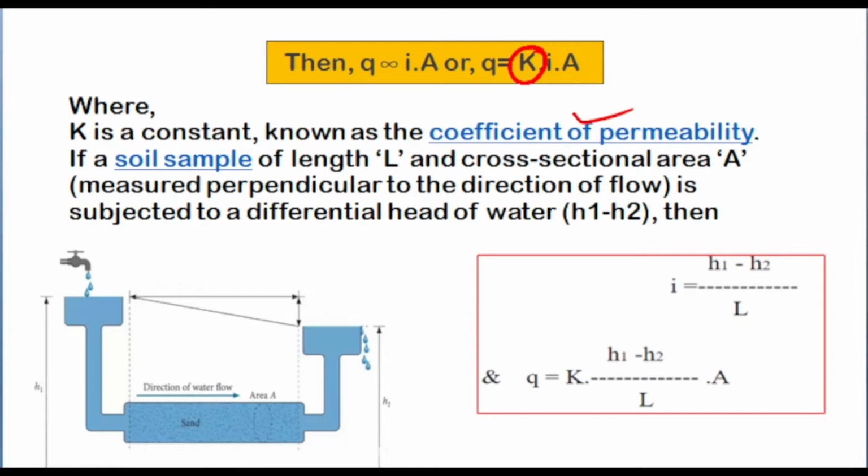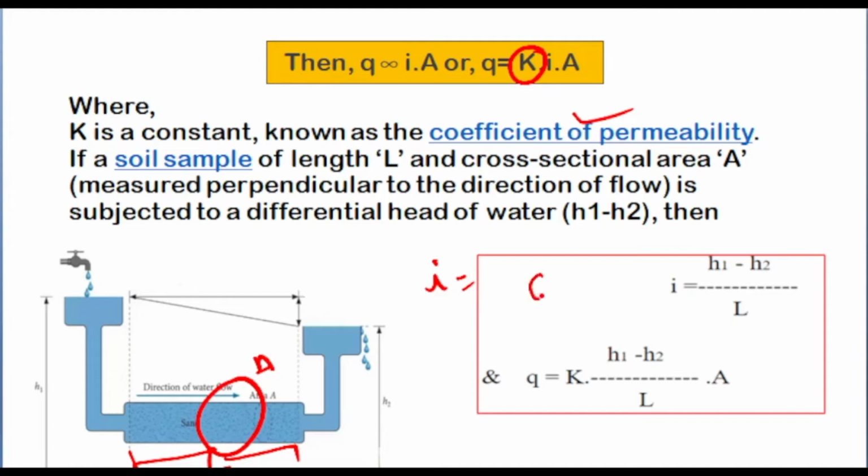Now let us assume that we have a soil sample which is as shown over here. It has the cross-sectional area A and the length of the sample is given by L. So we have the inflow of the water, where H1 is the initial head and H2 is the final head. Now what is I? Hydraulic gradient I is nothing but the change in the heads divided by the length of the sample.